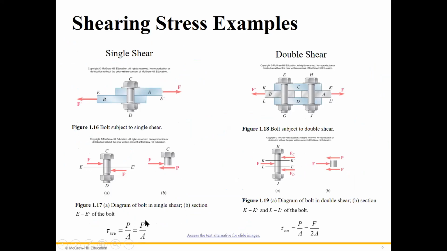Here, the external force is F, but the general formula is P over A. We find P based on F. Here, P is equal to F, that's fine. But here, P is F/2, right? These are the two cases.